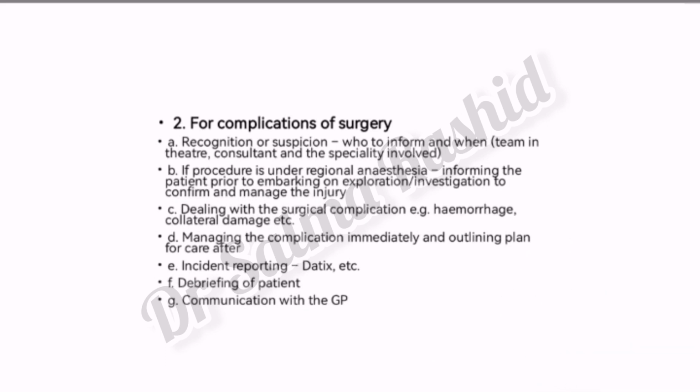For complications of surgery, recognition or suspicion, who to inform and when. Team in theatre, consultant, and specialty involved. If the procedure is under regional anesthesia, informing the patient prior to embarking on exploration, investigation to confirm and manage the injury. Dealing with the surgical complication, for example hemorrhage, collateral damage, etc. Managing the complication immediately and outlining a plan for care after. Incident reporting, statistics, etc. Debriefing of patient, communication with the general practitioner.